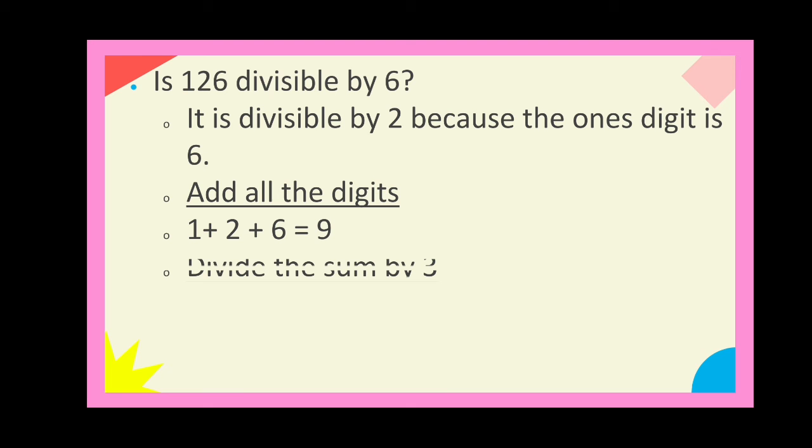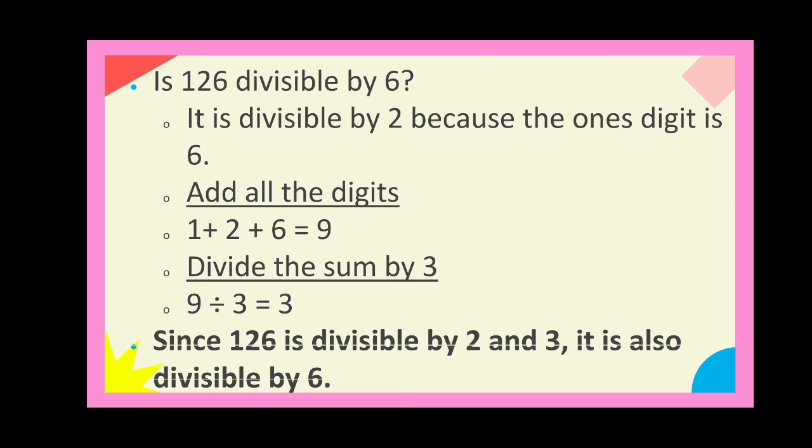Next, divide the sum by 3. 9 divided by 3 equals 3. Since walang remainder, 9 is divisible by 3. So, ibig sabihin, 126 is divisible by 3. So, dahil divisible by 2 and 3 ang 126, therefore, it is also divisible by 6.